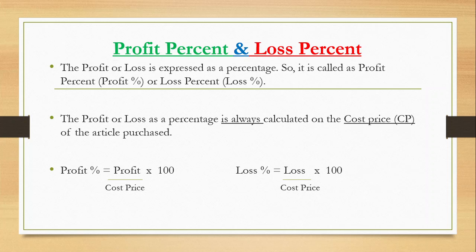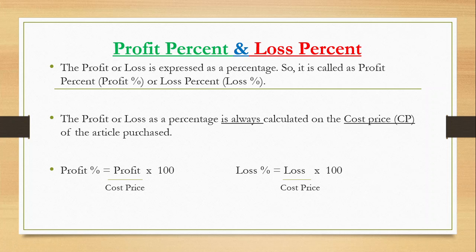The profit or loss as a percentage is always calculated on the cost price of the article purchased. So the profit percent or loss percent is calculated on the CP. CP is nothing but cost price. Now let us see the formula for profit percent. Profit percentage is equal to profit by CP into 100. Loss percent is equal to loss by CP into 100. Children, you have to remember these two formulas.